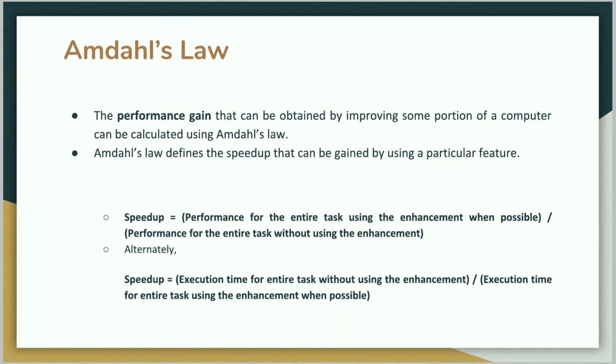The performance gain that can be obtained by improving some portion of a computer is calculated using Amdahl's law. Amdahl's law defines the speedup that can be gained by using a particular feature. The speedup is calculated as performance for the entire task using the enhancement when possible, divided by performance for the entire task without using the enhancement. Alternately, you can calculate the speedup as the ratio of execution time for the entire task without using the enhancement to the execution time for the entire task when the enhancement is possible.